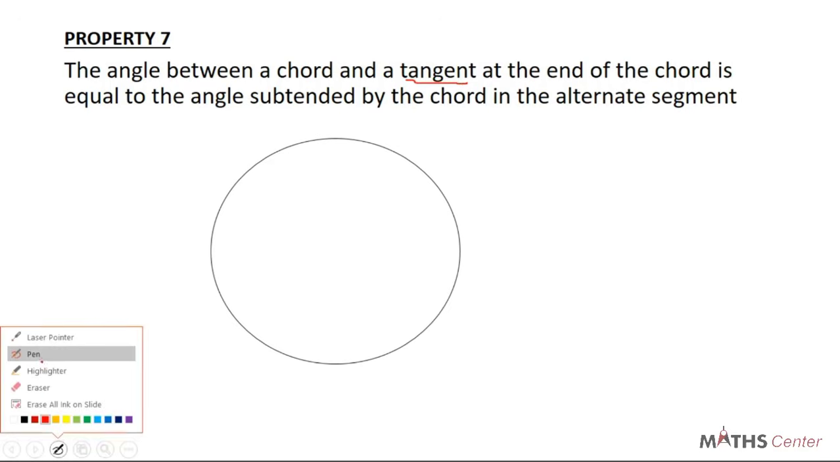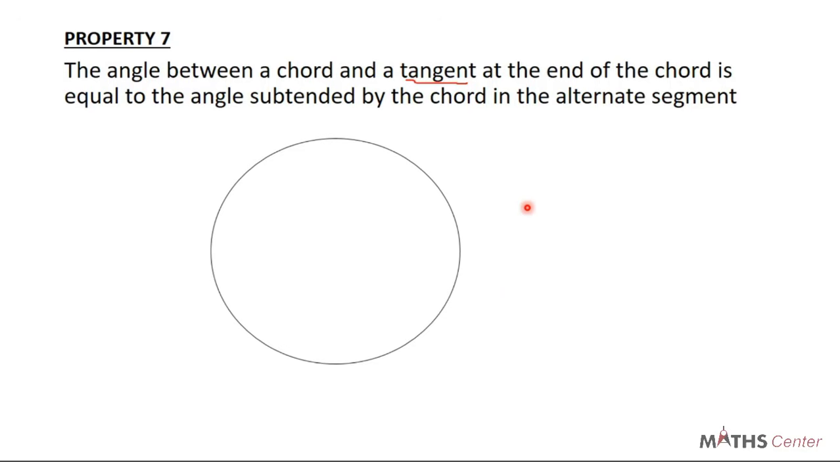That term, a tangent, what is it? A tangent is a line drawn to touch a part of a circle or a point on the circle. So if you draw a line that touches a point on the circle, that line is referred to as a tangent.